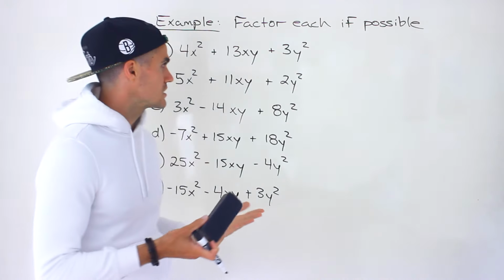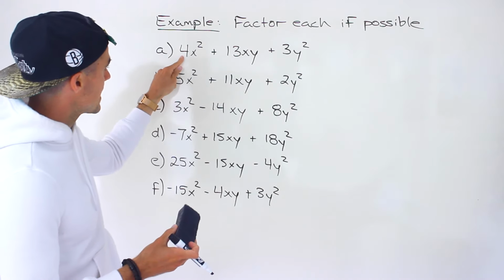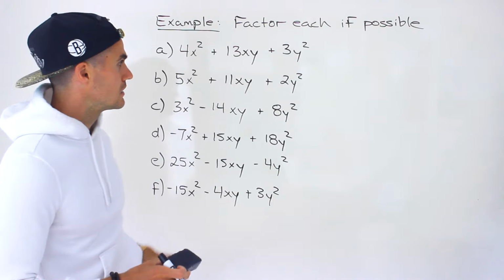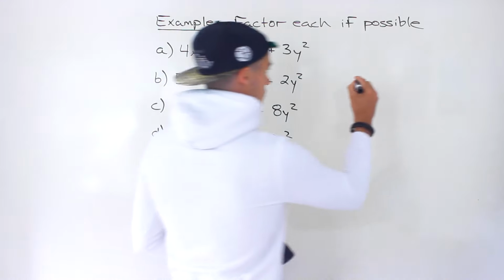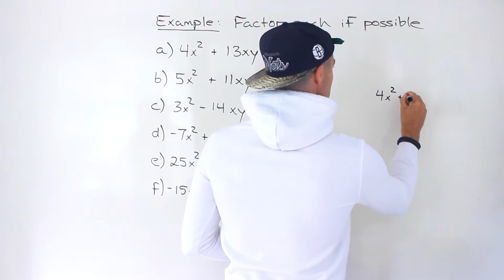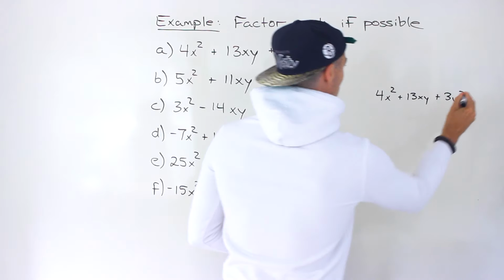We're still going to be using decomposition. These aren't quadratics, but you still want to treat this as the a value. This would be the b value. That would be the c value. So let's write out this first one over here. So we got 4x squared plus 13xy plus 3y squared.